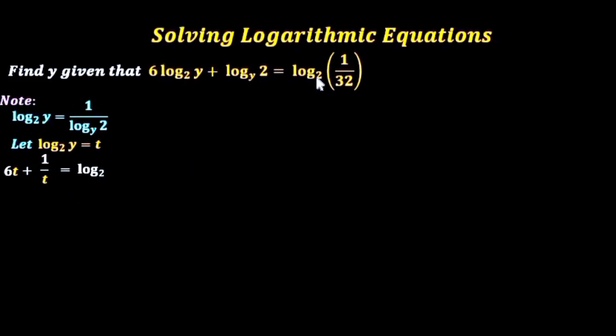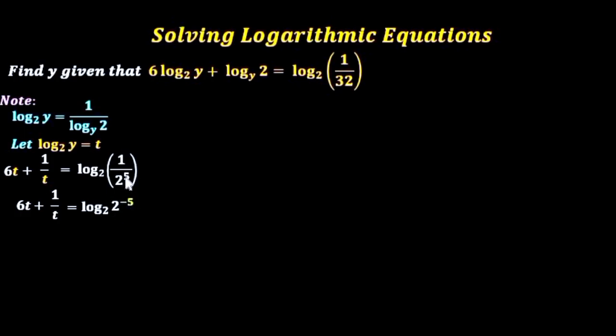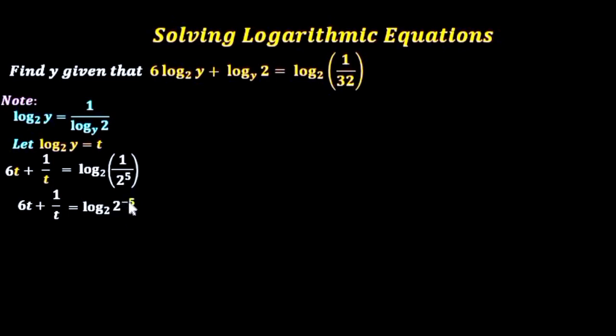We have logarithm to base 2 of 1 over 32. 32 factorized is 2 raised to 5, 1 over 2 raised to power 5. Now 1 over 2 raised to power 5 can also be expressed as follows. So rewriting the equation, the left hand side becomes that, and the right hand side will have logarithm to base 2 of 2 raised to negative 5. 1 over 2 raised to 5 is 2 raised to power negative 5.